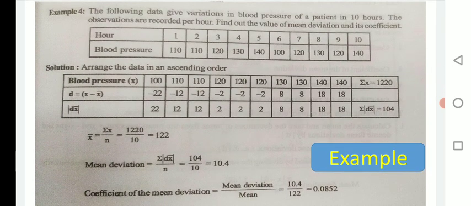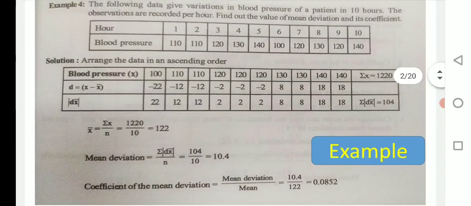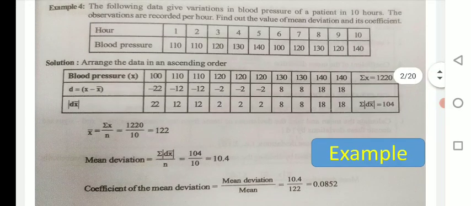Once again I repeat the procedure. First you have to arrange the data in ascending order. After arranging the data, you have to sum up the data in the last column. Then you have to calculate d, that is x minus x bar. Before calculating that, you have to calculate the mean. Without calculating the mean, you cannot calculate d.